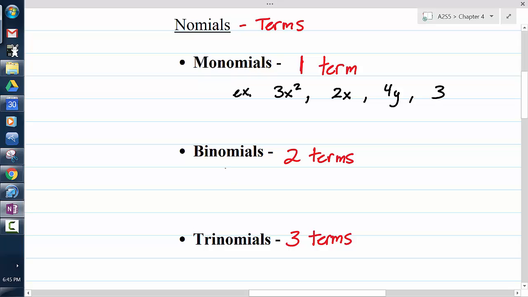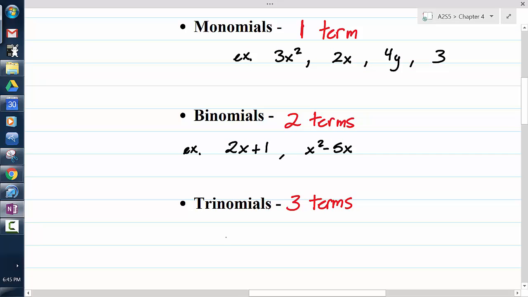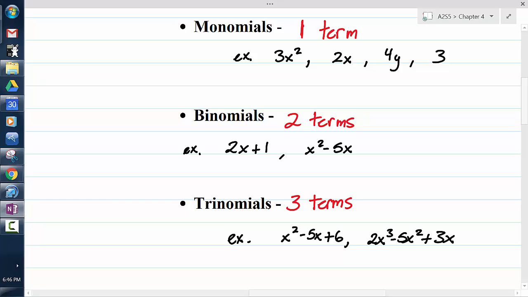Binomials have two terms. They're separated by plus and minus signs. So you can say a binomial is something like, I don't know, 2x plus 1 is considered a binomial. Other ones are stuff like x squared minus 5x is again a binomial as well. And three terms, an example of a trinomial will be something like x squared minus 5x plus 6. Or something like 2x cubed minus 5x squared plus 3x. Those are all trinomials. Why? Because they have three terms, and each term is separated by a plus and minus sign.